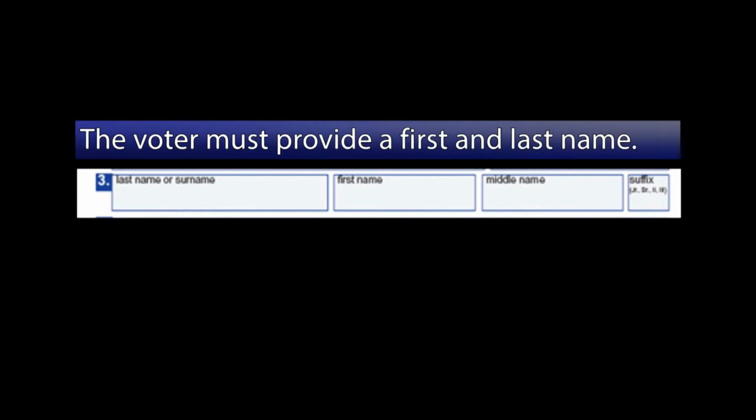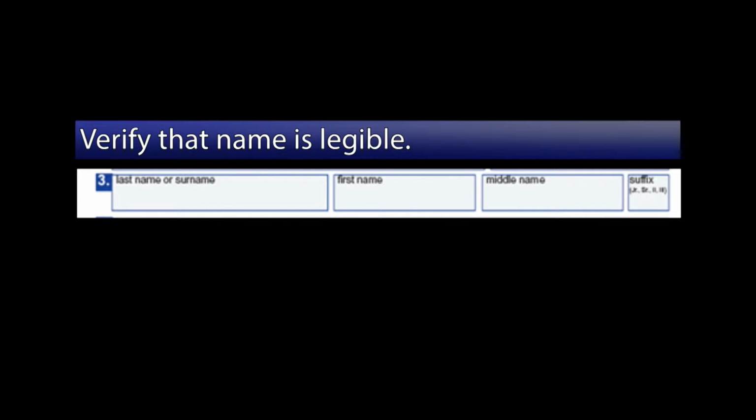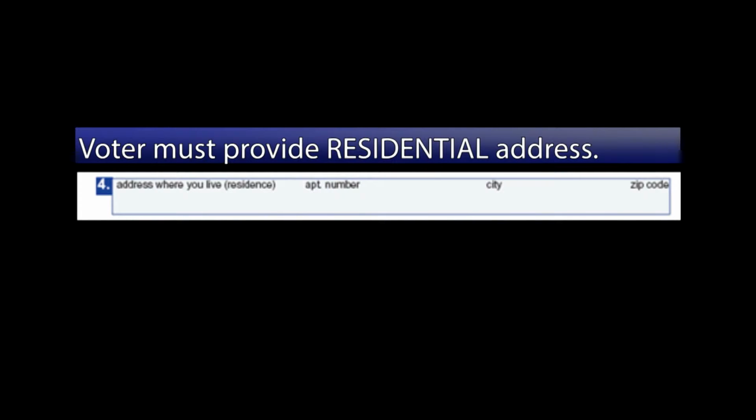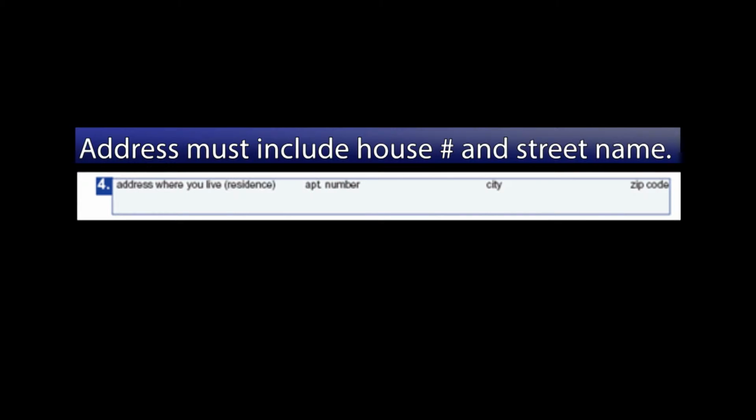A first and last name must be provided in box 3. Review the name with the voter to ensure it is legible. Handwriting that is difficult to read can cause errors with data entry. The voter's residential street address must be provided in box 4. The voter's address must include a house number and a street name.